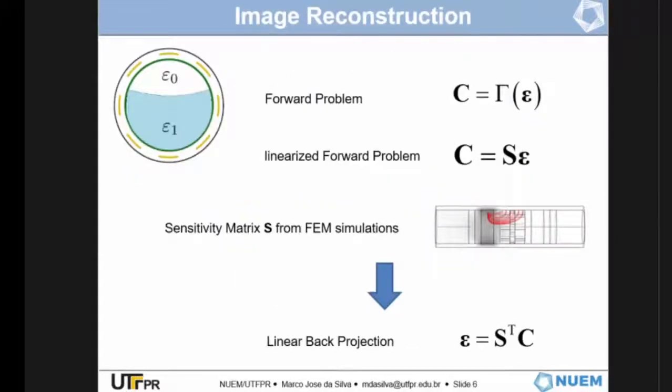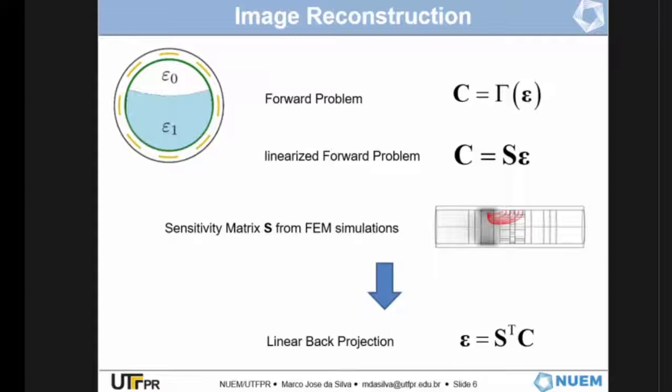So, very classical way doing this, we know that the forward problem is quite nonlinear, but we linearize that in a very simple way. What we call here is the sensitivity matrix. We generate that matrix by FEM simulation. That means a perturbation approach is used. We put some perturbation here and see how they behave in the capacitance measurement.